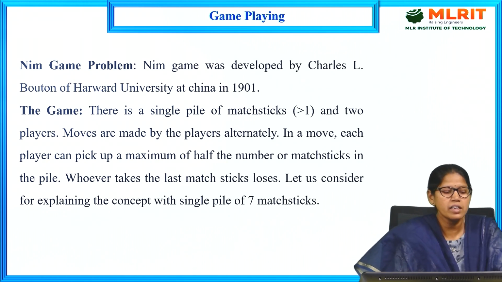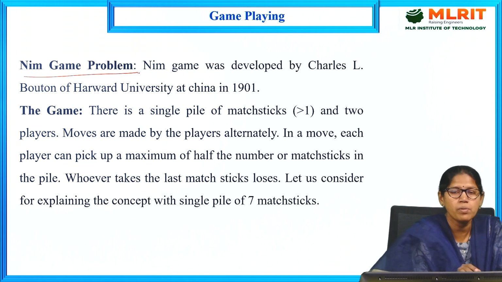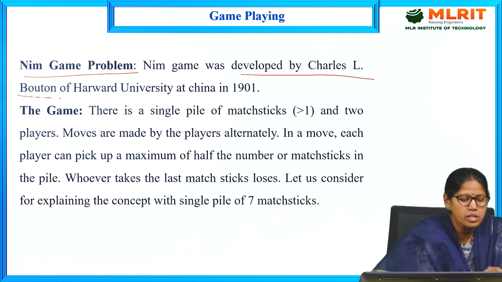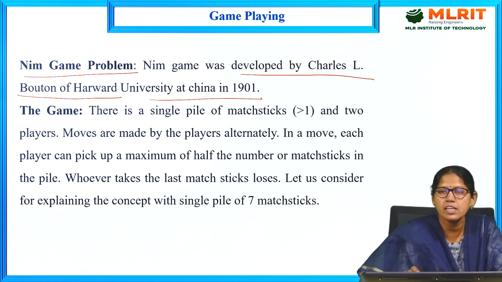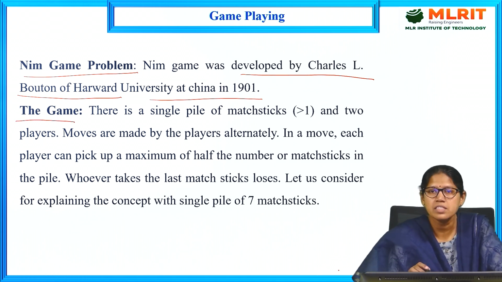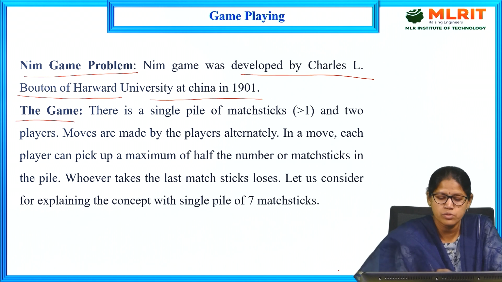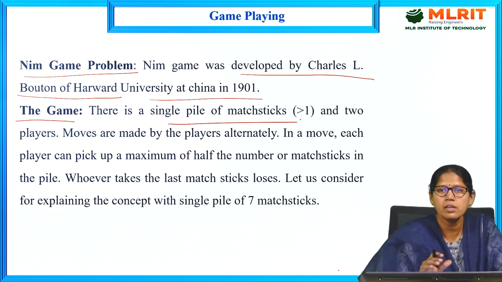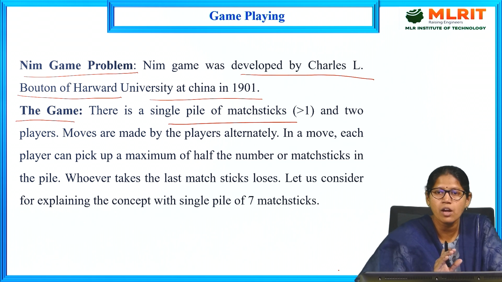So let's try to understand this NIM game problem. The NIM game was developed by Charles L. Bouton of Harvard University in 1901. So in the game, basically, there is a pile of matchsticks, and at one time, up to half of the matchsticks can be taken. For example, there are 7 matchsticks. Then the player can take only half of the matchsticks.